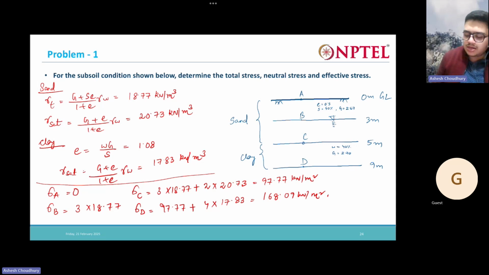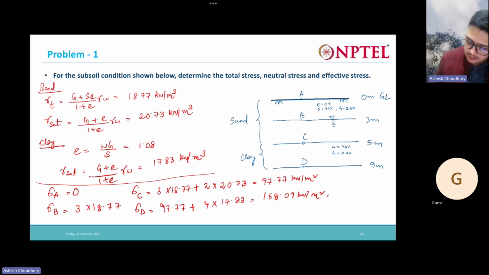Directly also you can calculate, if it's asked how to find the effective stress. If you want to calculate the effective stress at C, what will it be? Effective stress at C will be nothing but 2 times the submerged unit weight of the sand. So what is the submerged unit weight of the sand? It's 20.73 minus 9.81. This is my submerged unit weight of the sand.